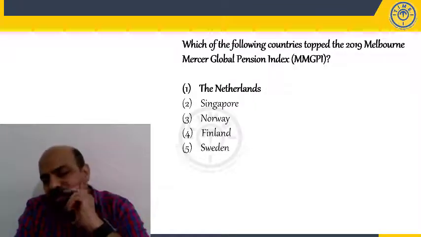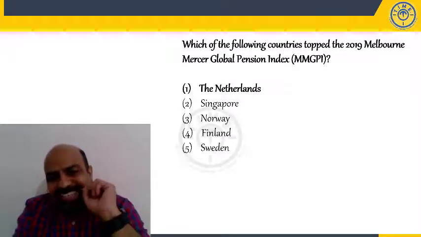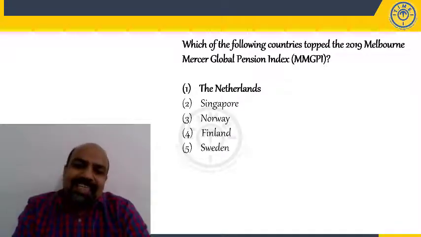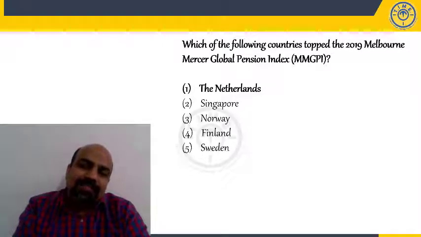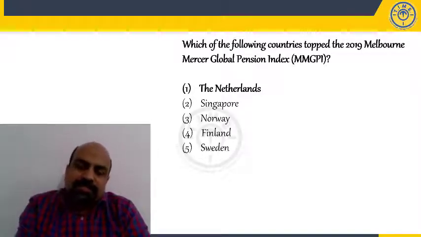So 4 and 5 are mentioned there in the choices. 2 and 3 are not. 2 is Denmark. 3 is Australia. India rank 32. Last rank 37, Thailand.